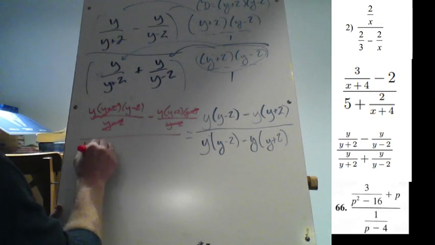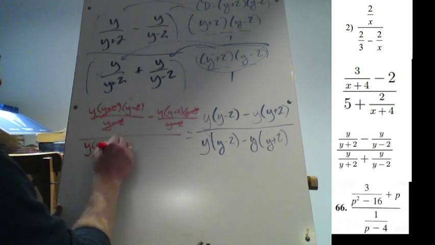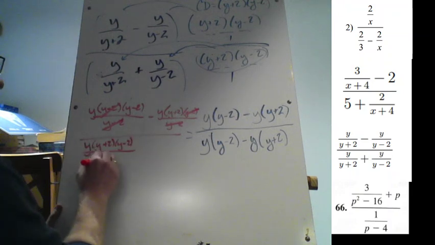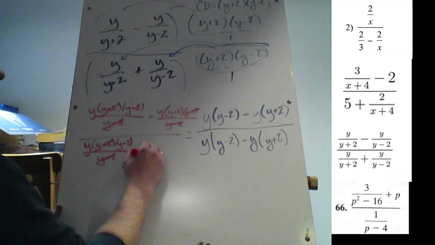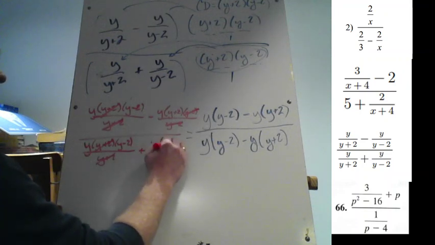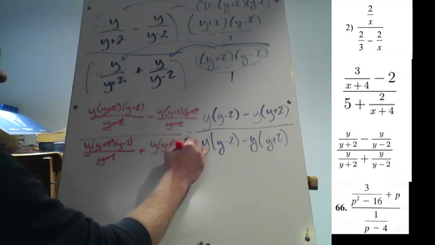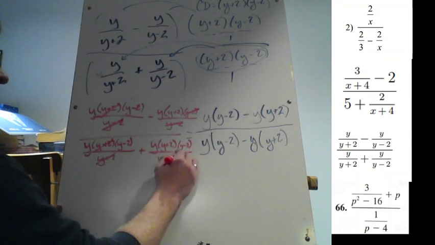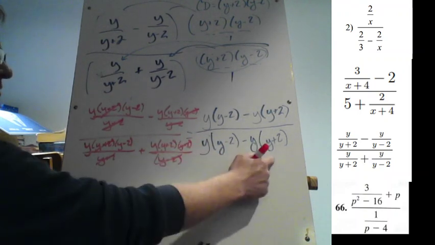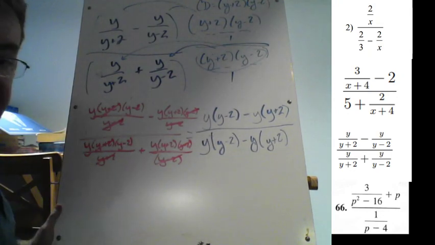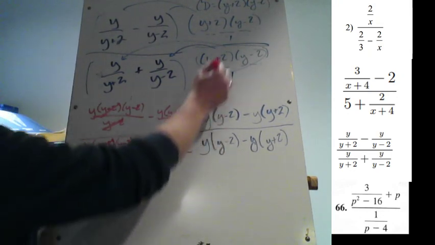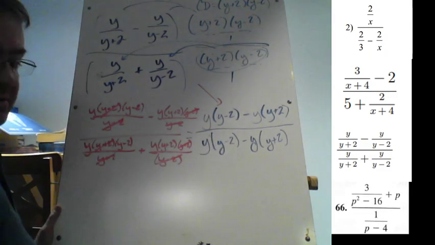Here, the y plus 2's go away, leaving you with this. And the y minus 2's would go away, leaving you with this. If you understand that coming in, I am totally fine with you just skipping from here straight to here.